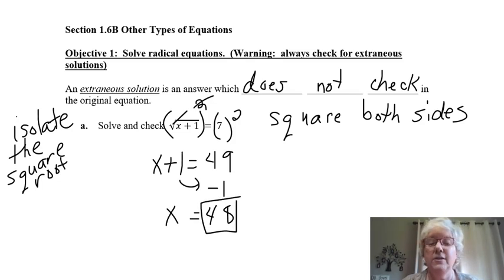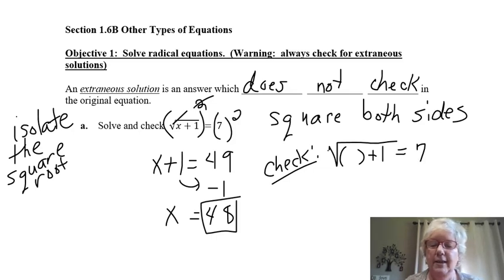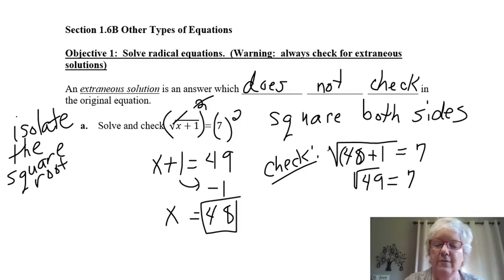Now I think that's my answer, but I better double check it. So let me go over here to the side and check that answer in the original problem. Again, the original problem was square root of x plus 1 equals 7. Notice I left that blank for the x. That's where I'm going to substitute in my answer. 48 plus 1 is the square root of 49, and that's equal to 7. And that gives me something that's true. When checking, as soon as you see that it's true, you can stop the process right there. So I am assured that 48 is the true answer.